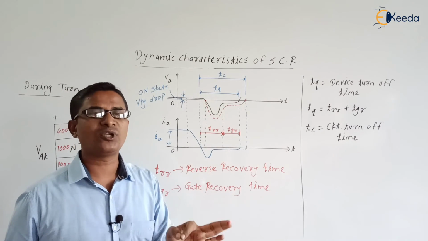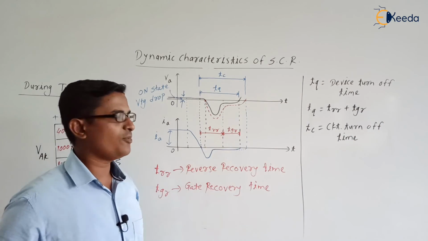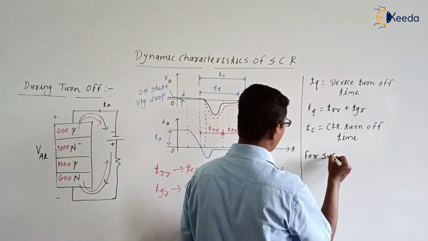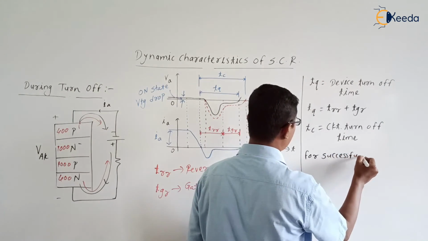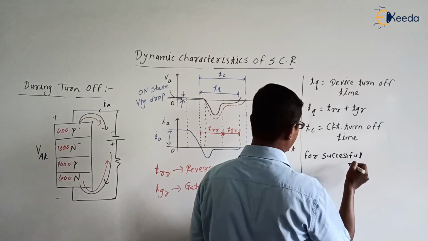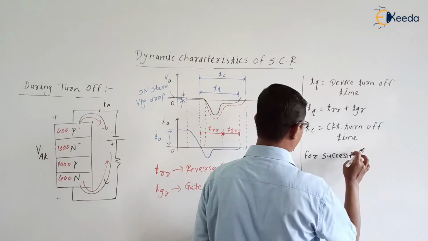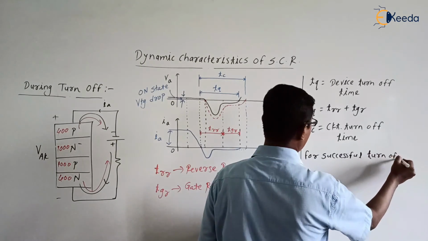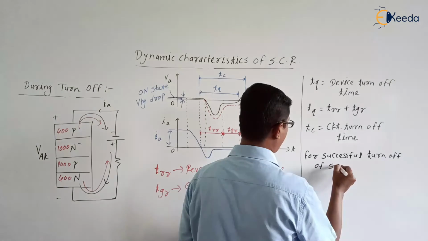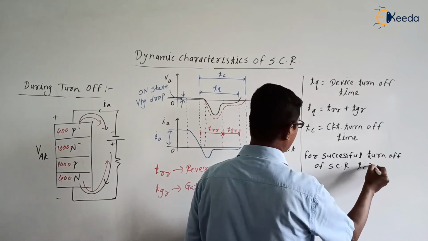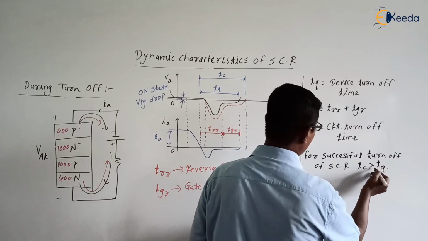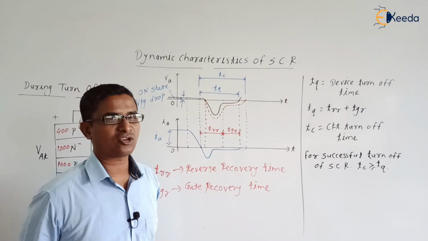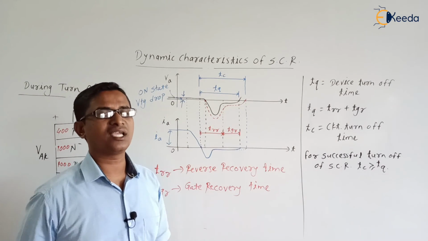For the successful turn off of the SCR, TC should always be greater than TQ. TC should be greater than or equal to TQ. TQ means device turn off time. The device turn off time value is generally given by the manufacturer.